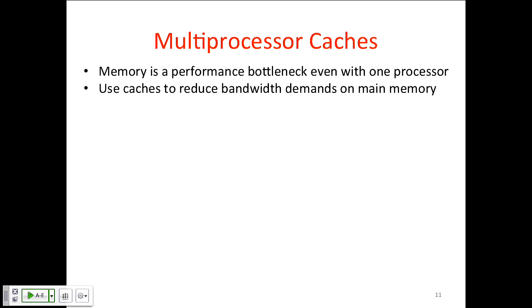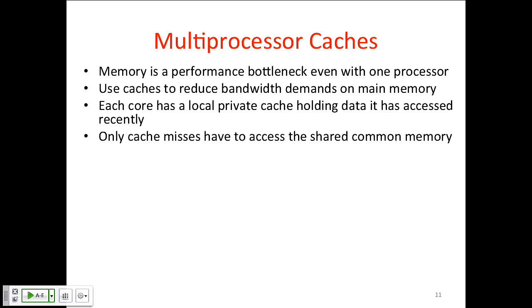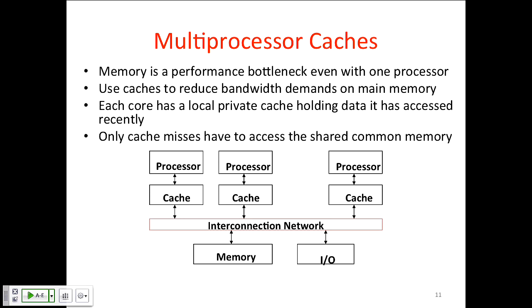So you're going to use these caches in a multiprocessor system also, and it's even more important there because you have all these different processors now banging on the same main memory. Each unique processor core is going to have its own cache, and only when you miss in the cache do you have to go to the shared memory. So this is the structure you end up with, where I have separate processors, each with their own private cache, all talking to the shared memory over some set of wires, some interconnection network that connects all the caches to that main memory system.